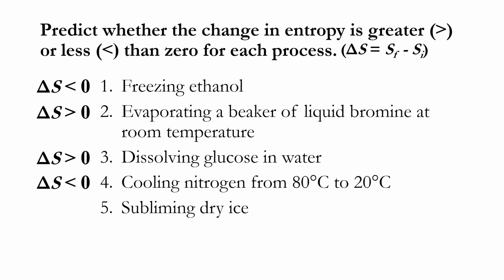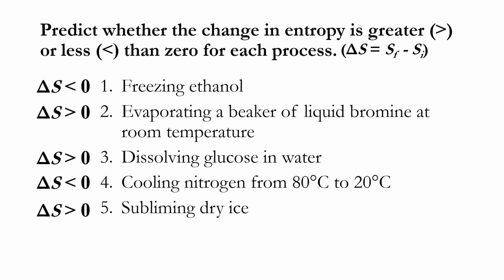And for number five, subliming dry ice. Sublimation is the process of turning solid to gas without passing through the liquid. So if the final state is gas and the initial is solid, then it is higher minus lower, you will get a positive value for change in entropy. And therefore, the change in entropy is greater than 0, or positive.